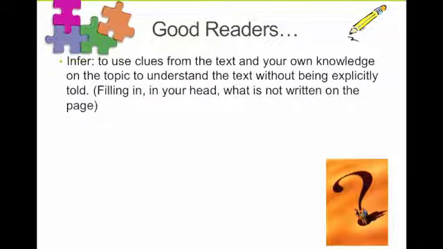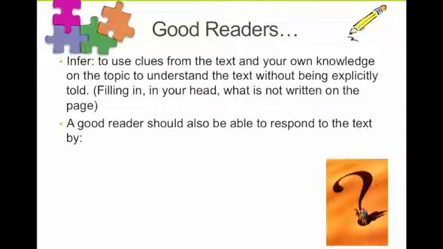Explicitly just means that the author isn't coming right out with words on the page telling you exactly what something is. So basically, good readers fill in their heads what's not written on the page to get a better meaning of the text itself. A good reader should also be able to respond to the text by thinking of the historical context. This is why it was so important to me that we did a little bit of a history lesson on the 1950s and 60s, so that you had a better understanding of why the authors were writing about the things that they were.